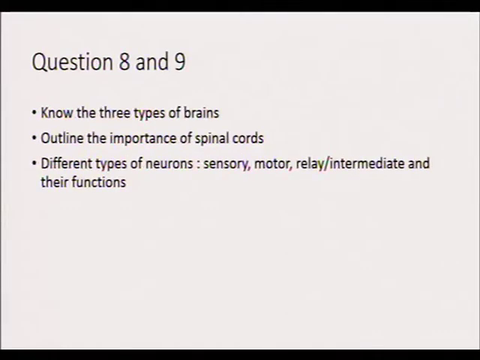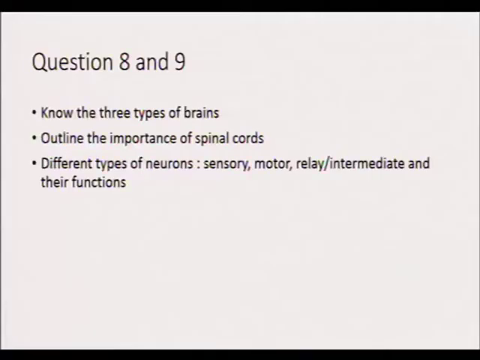Let's look at question 8 and 9. Question 8 and 9 deal with the types of brains. You must know that we have 3 types of brain, and you must also be able to mention them. And then you must also outline the importance of the spinal cord. What is important about the spinal cord? The different types of neuron, the sensory, the motor, the relay, the intermediate, and their function.